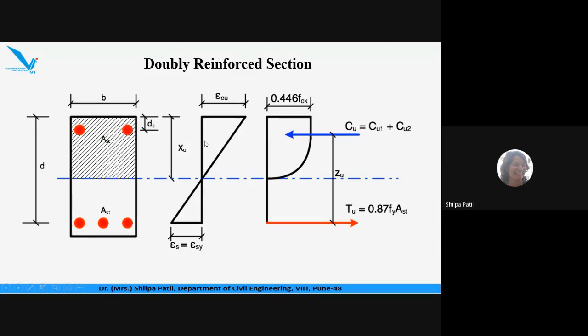This is our strain diagram, which will remain as it is, with the values of epsilon C, epsilon S, etc. The depth of neutral axis is denoted by XU. Now let us come to the stress diagram. What will happen with the stresses?